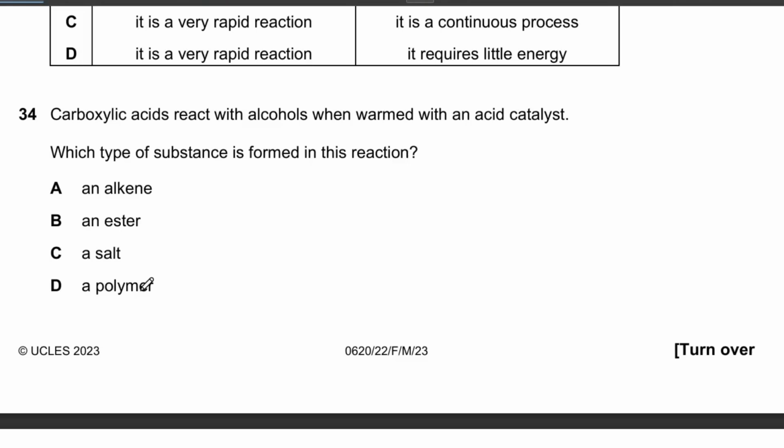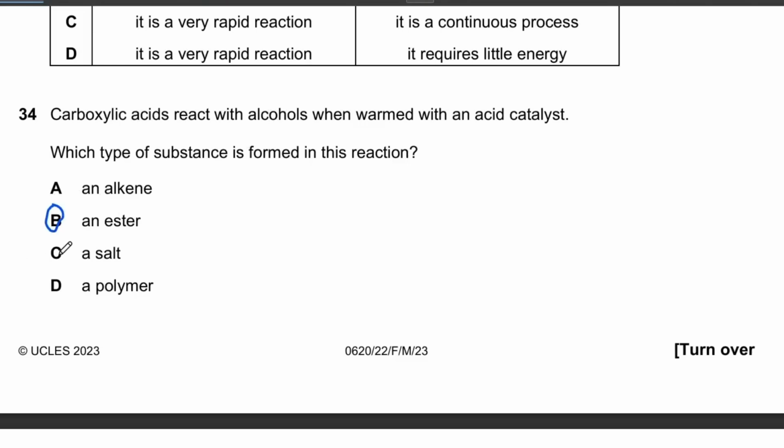Question 34. Carboxylic acid reacts with alcohols when warm with an acid catalyst. Which type of substance is formed in this reaction? A. An alkene, that is wrong. It's carboxylic acid and alcohol, therefore an ester is going to be formed.